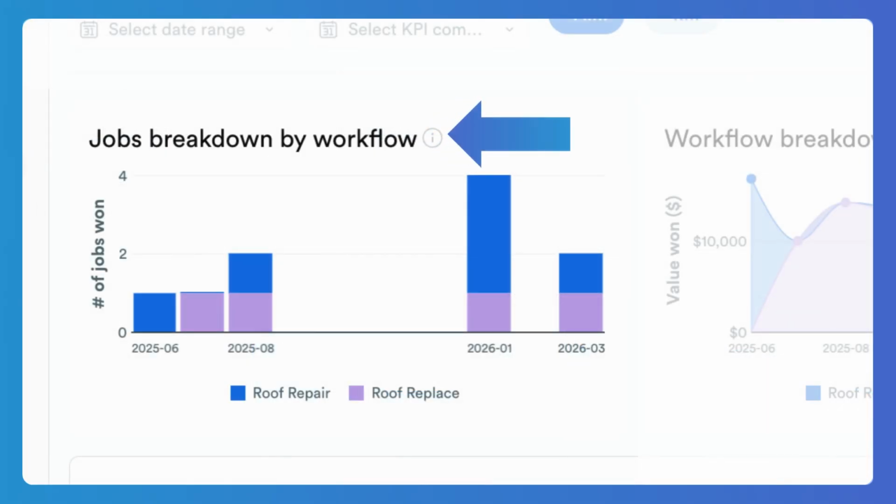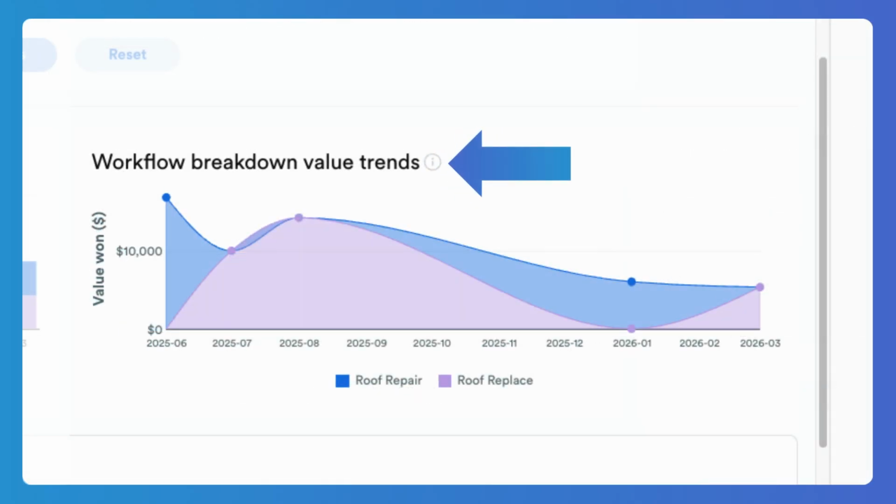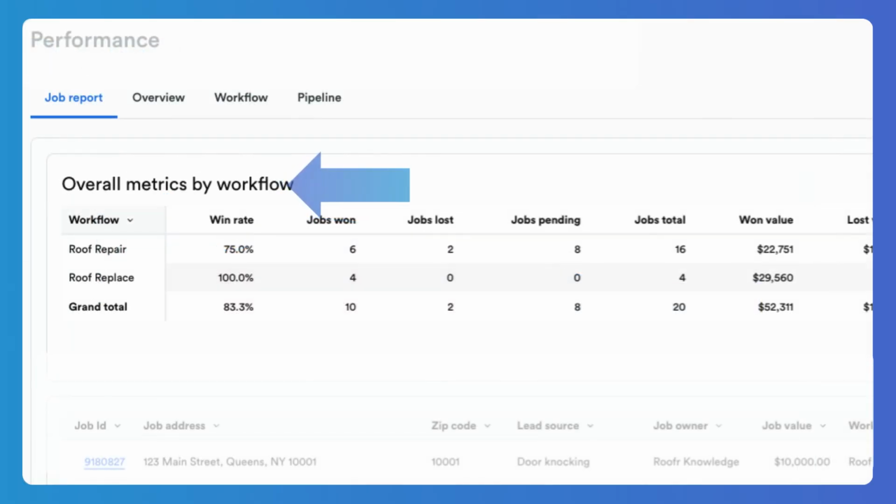The jobs breakdown by workflow helps you understand where the jobs are concentrated and spot any patterns or seasonality. The Workflow Value Trends chart shows which workflows are driving the most revenue. The overall metrics by workflow chart shows specific metrics and values for each workflow.